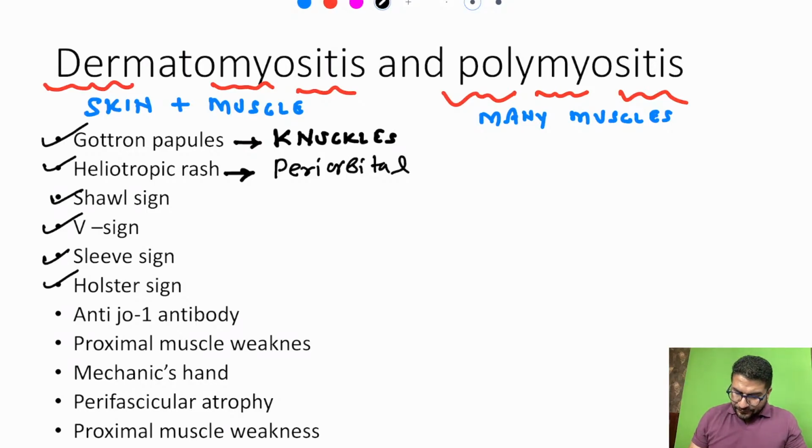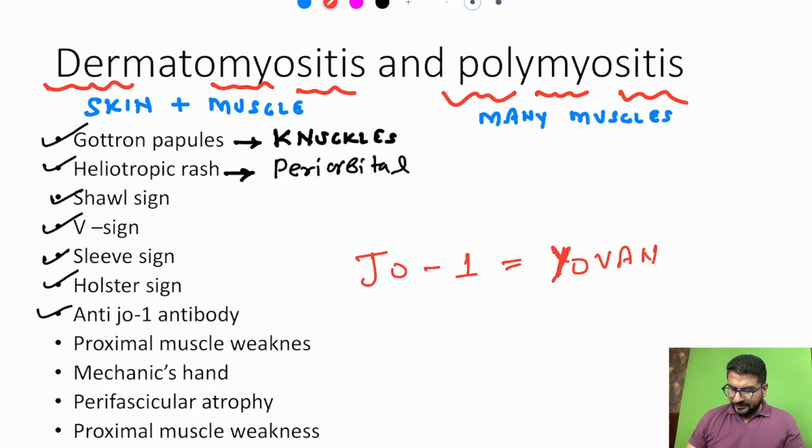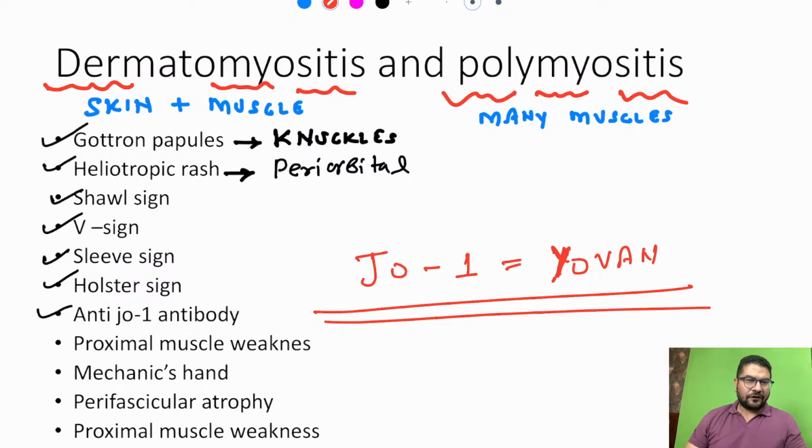Then you will find anti-Jo1 antibody. So remember Jo1, Yo1. Yo1 means it occurs in young women. Both these diseases affect young females. And very, very important, there is proximal muscle weakness. Proximal means, if you ask me, forearm or arm, it will involve the arm.